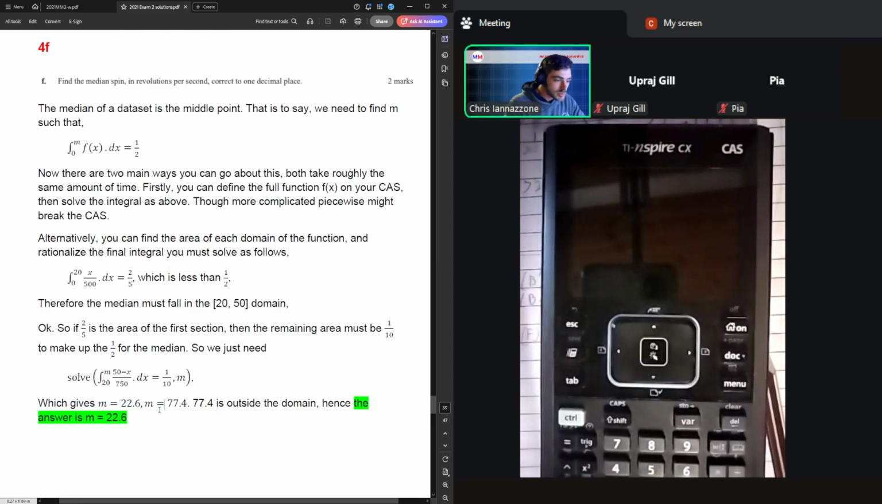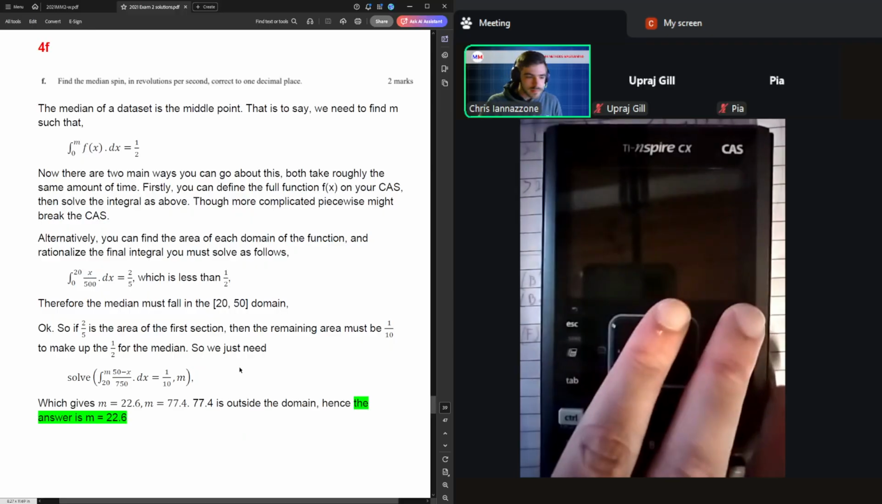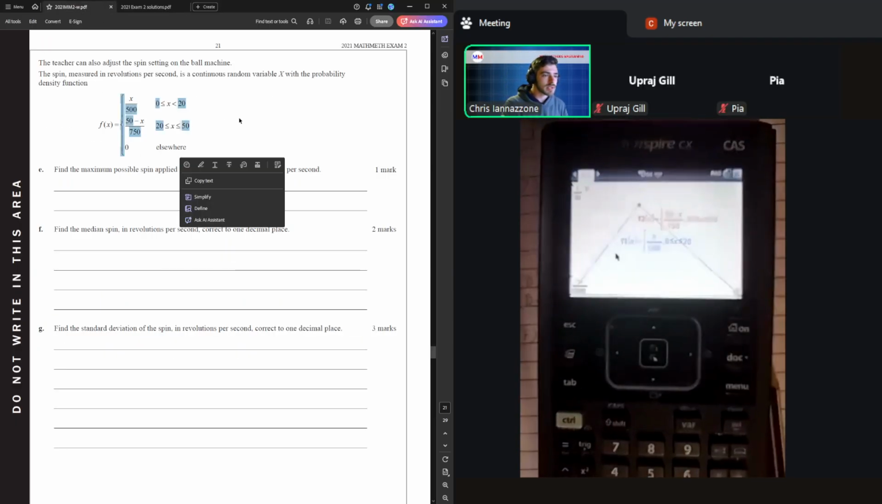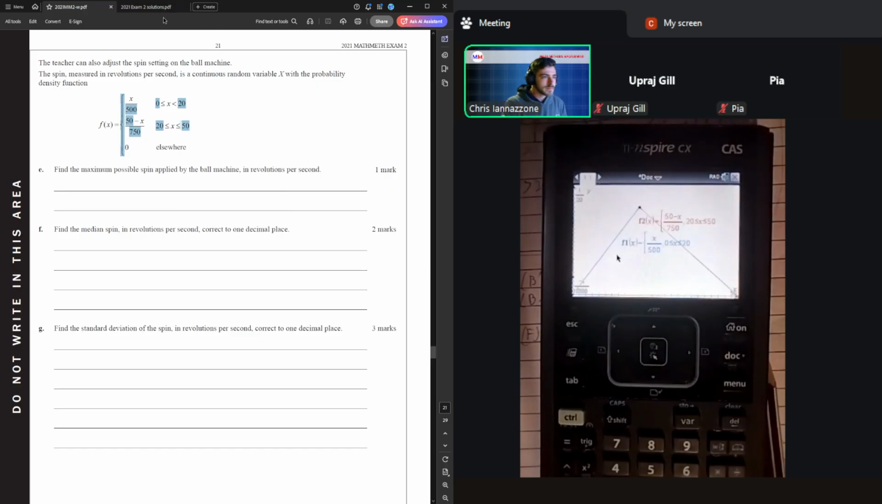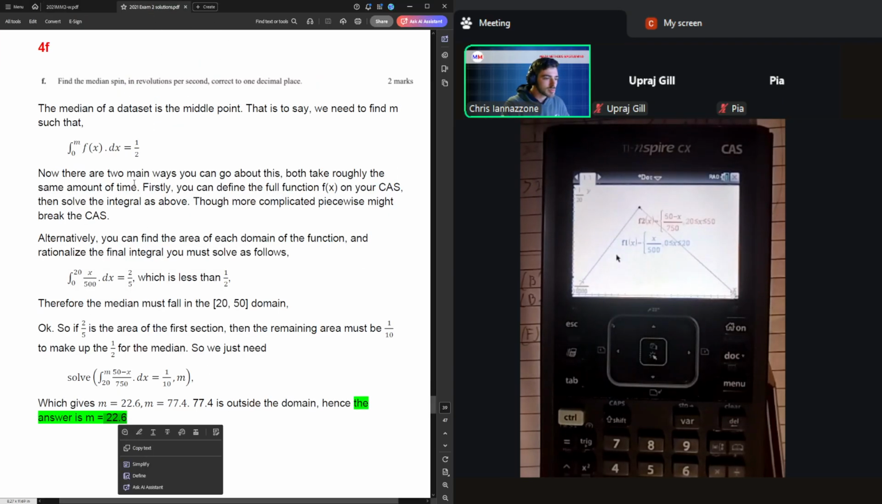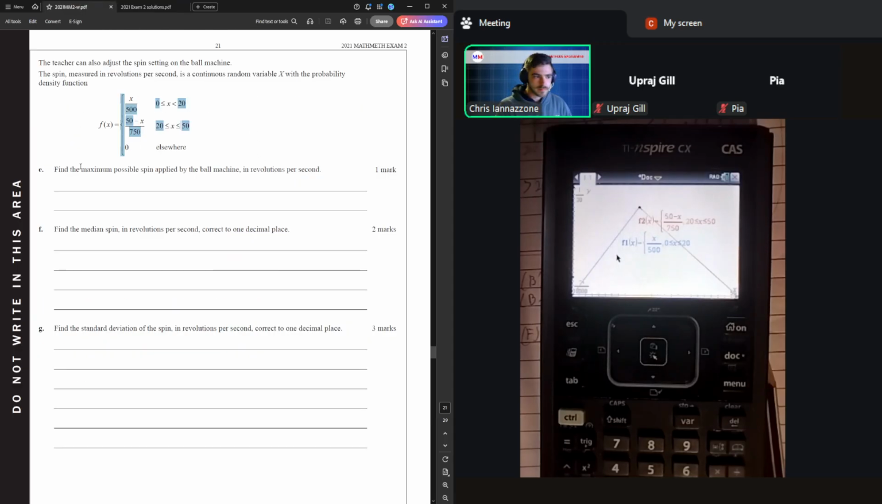That's going to give you two different solutions, 22.6 and 77.4. One of those is a bad answer because, well, if you have a look at our domain, we're capping at 50. It's not going any further than that. So 22.6 is the only one that makes sense. It is, in fact, to the right of 20, and it is not bigger than 50. Make enough sense now? Is there anything left there to clarify? Otherwise, have a look at G.